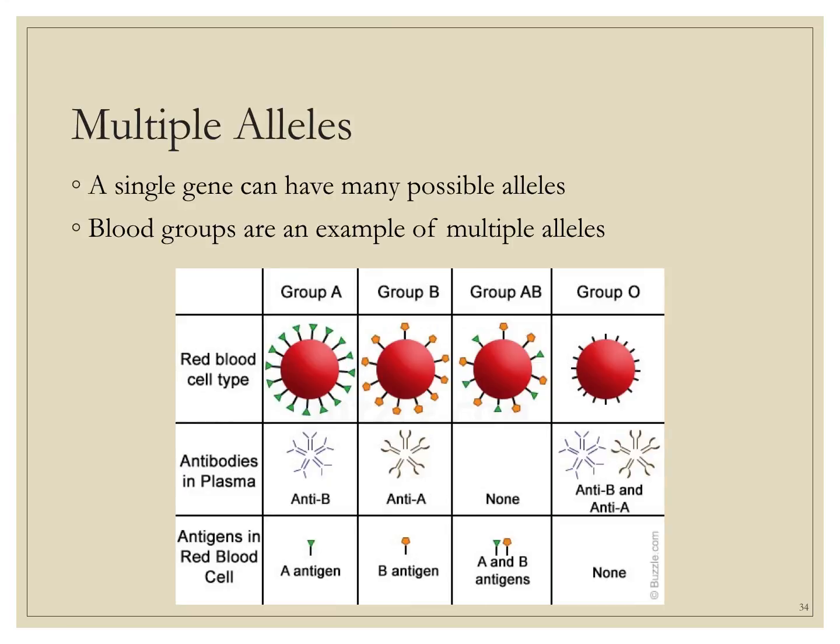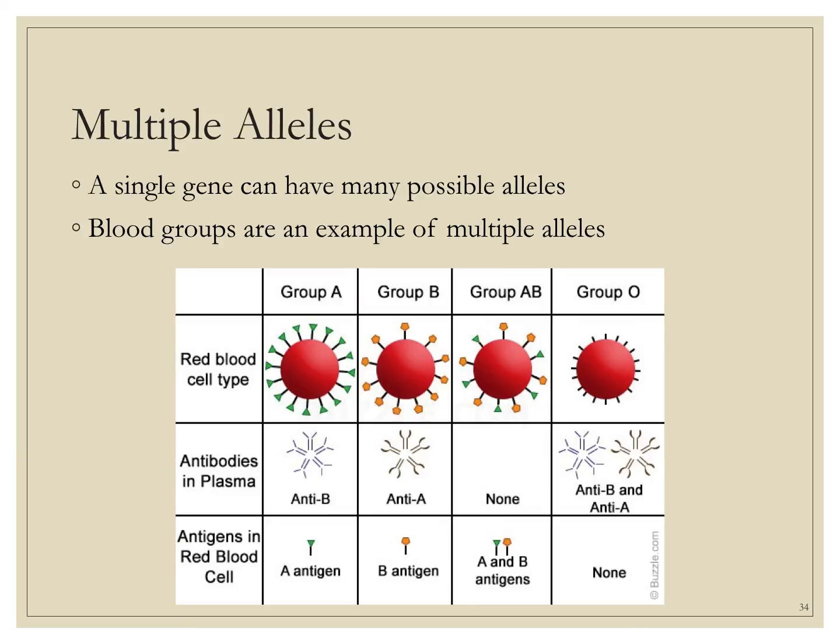Then we have multiple alleles. A single gene can have many possible alleles, and the blood groups are an example of that. So you can see in that chart on the bottom, we have group A, which is blood type A, group B, blood type B, type AB, and type O. So there's a little graphic of what those red cells kind of look like.